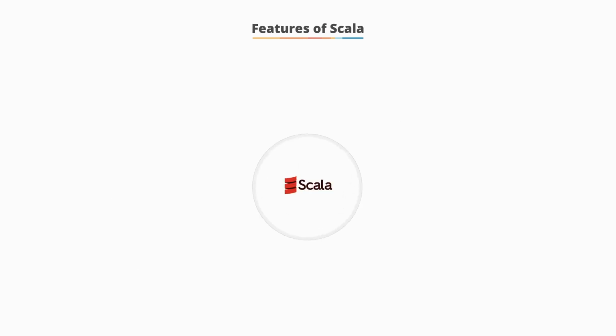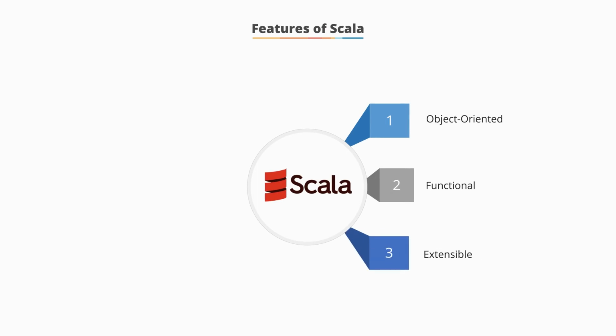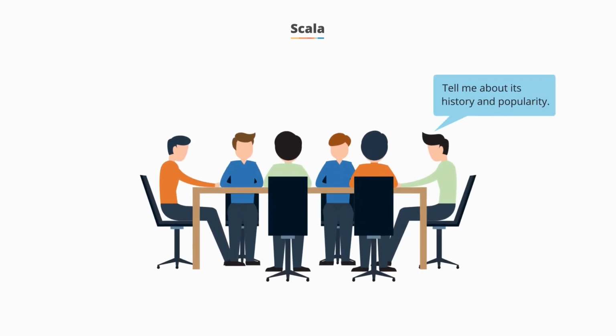Here are some of the features of Scala. It's object-oriented. It is functional. You can extend it. It is statically typed. It runs on a Java virtual machine, and it processes concurrently. Let's find out more about its history and popularity.